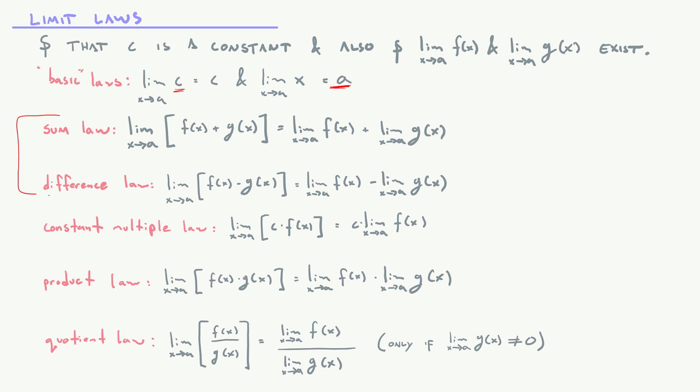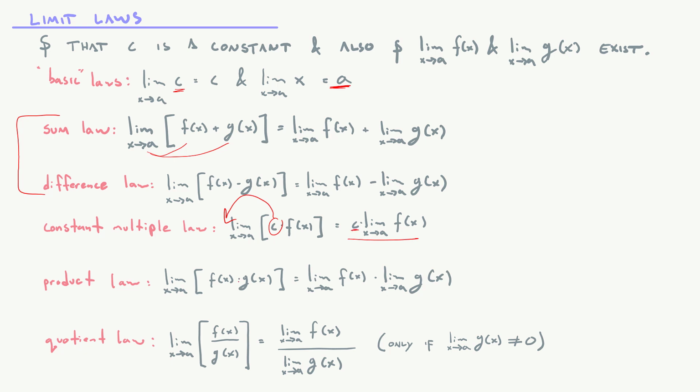You've got these sum and difference laws, which are almost like a distribution, but you're just applying the limit as x approaches a to both functions that are either being added or subtracted. You have a constant multiple law, which says that if you have the limit as x approaches a of some constant times some function, again, x is not affecting this constant at all, so you're allowed to just bring it out. So you're multiplying just the limit as x approaches a of f of x by that constant.